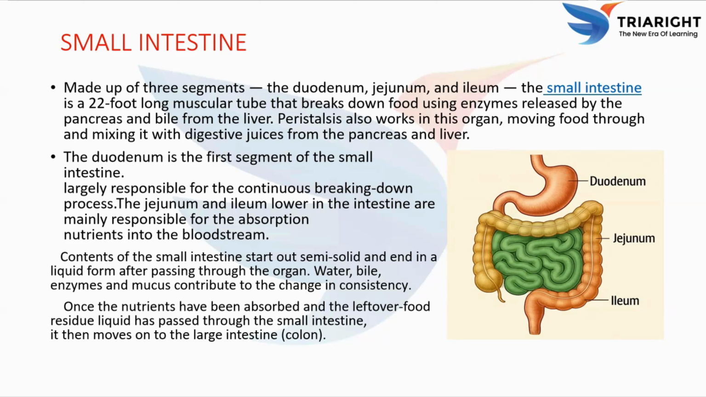It lies in the central and lower part of the abdominal cavity. Okay, it is made up of three segments. Here you can see in the picture, it is made up of three segments. What are they? Duodenum, jejunum, and ileum. Coming to the duodenum, it is the first segment of the small intestine. This is the shortest and C-shaped, present around the head of the pancreas.